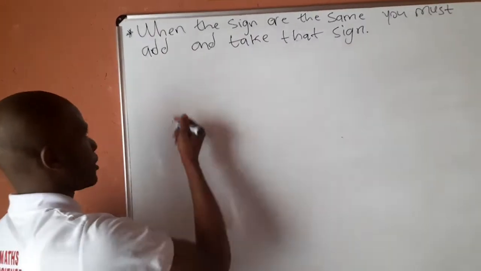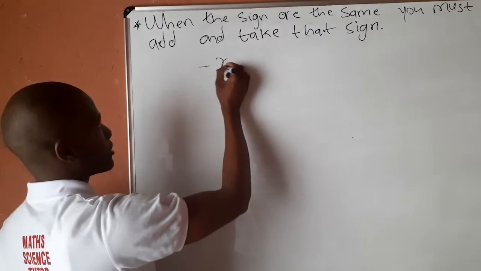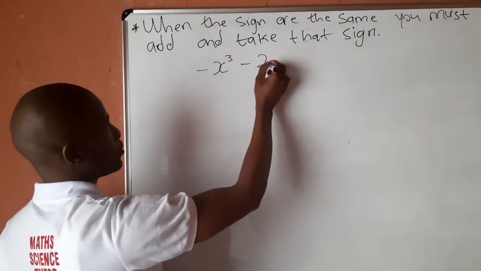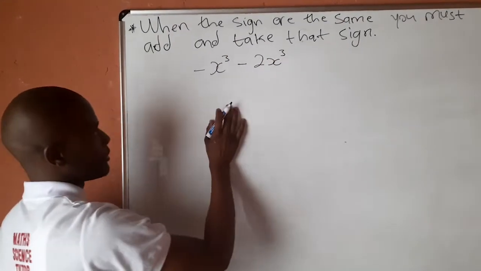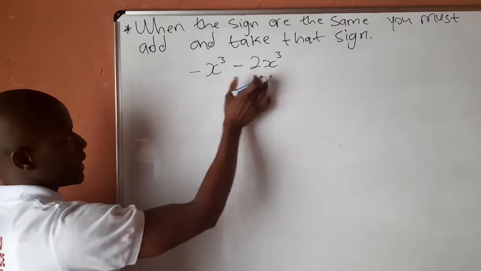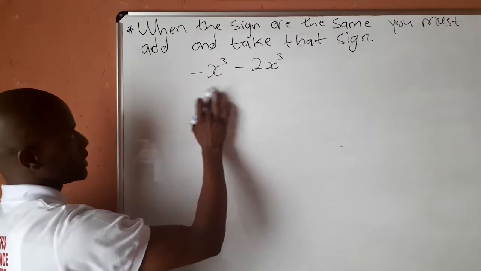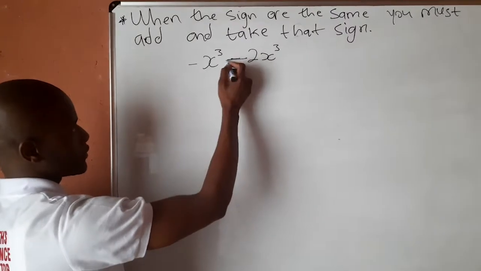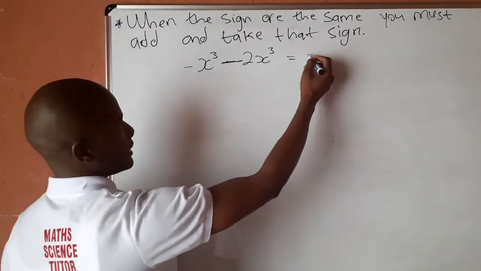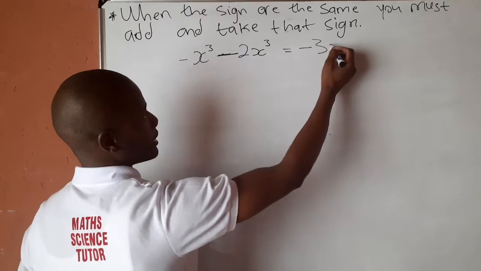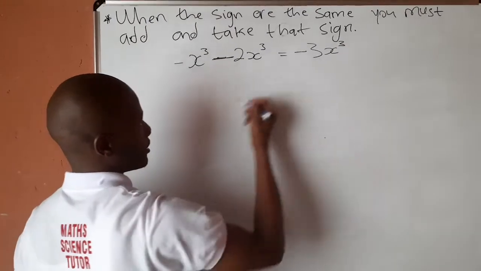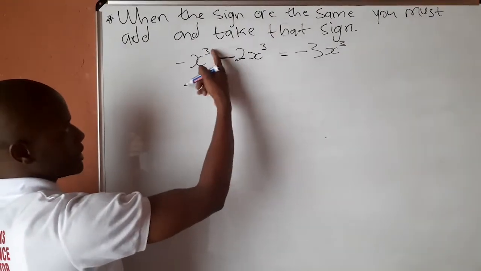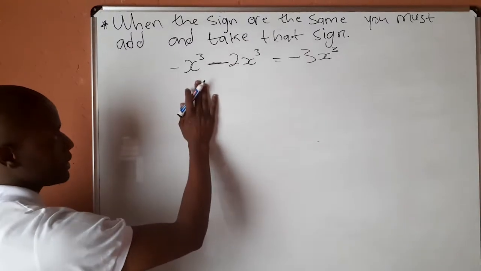It means negative x to the power 3 minus 2x to the power 3. Remember, like terms, we check the base and exponents. So the signs are the same, it's negative and negative. So it's going to be negative 3x to the power 3. Why? Because we have the same base and the same exponent, and the signs are the same.